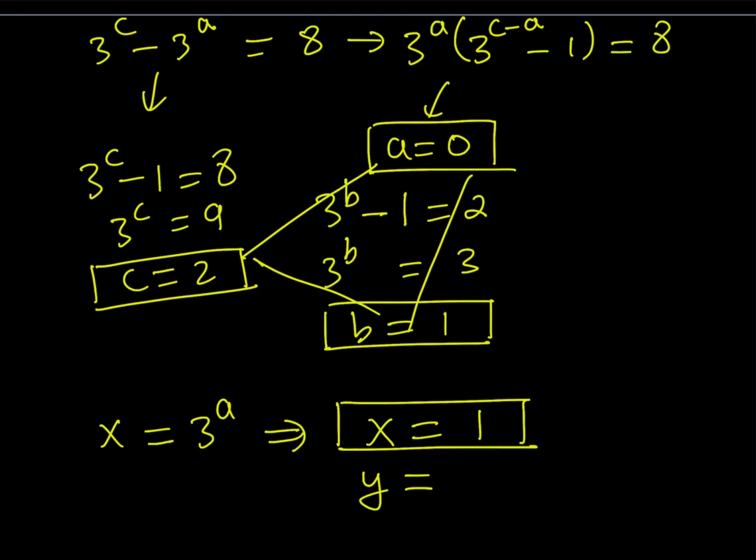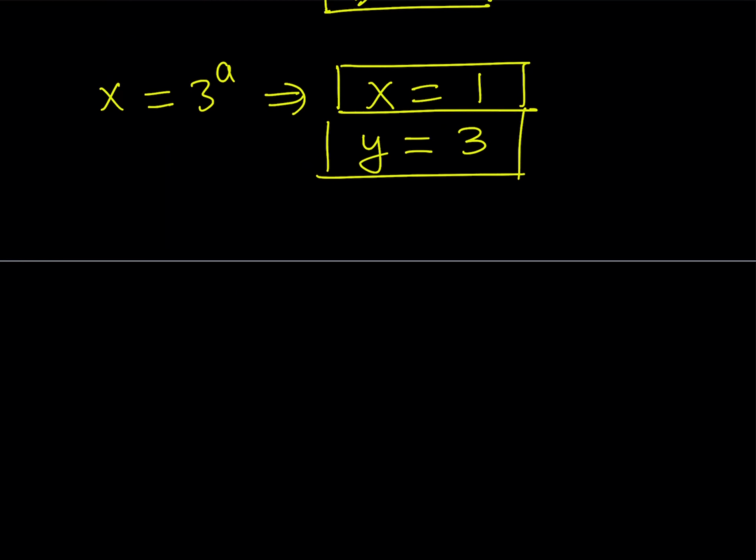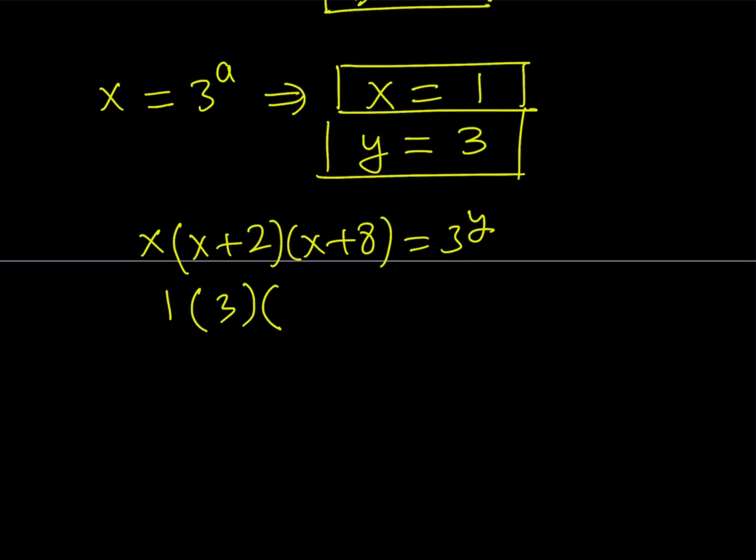So the y value is going to be 0 plus 1 plus 2, which is 3. It looks like the only solution to this equation is (1, 3). So x must be 1 and y must be 3. Let's check it in our original problem: x times (x plus 2) times (x plus 8) equals 3 to the power y. If x is equal to 1, then we're multiplying 1 times 3 times 9, and that is equal to 27. And obviously 27 is equal to 3 to the third power. Therefore, our solution is valid.